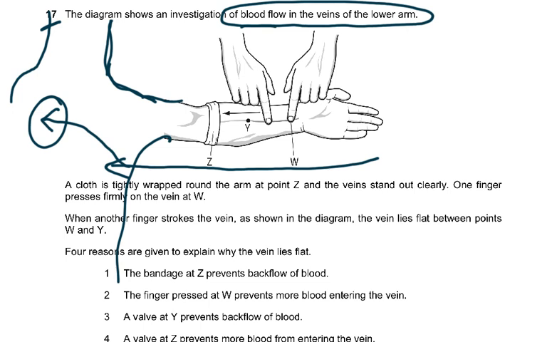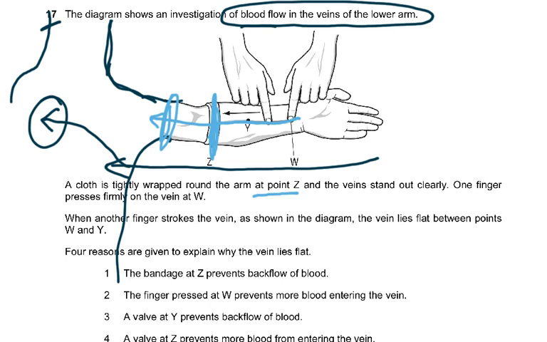So if this is the vein, you've got to understand it's going back. It has to be in this direction. It can't be in any other direction. Now it says a cloth is tightly wrapped around the arm at point Z. So here we have this cloth. So it is preventing the blood from going back. That is what we do when we have to take blood from a patient. We tie it here so that the veins swell up, so that then we can easily take blood from the patient. And please remember, we take blood from the veins, not from the arteries.